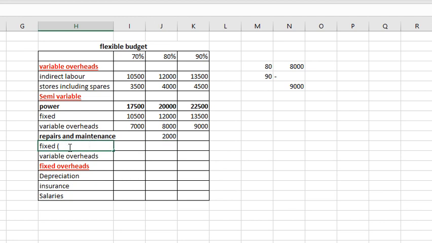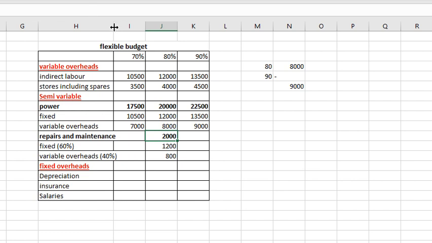Fixed is 60%. So variable is how much? Variable is 40%. So now 2,000 into 60% will give you how much? 1,200. Now variable: 2,000 into 40%, or 2,000 minus 1,200 also you can do, which will give you 800. So this is your variable and fixed expenses. Based on the percentage, out of 2,000, 60% of it is 1,200 and 40% of it is 800.